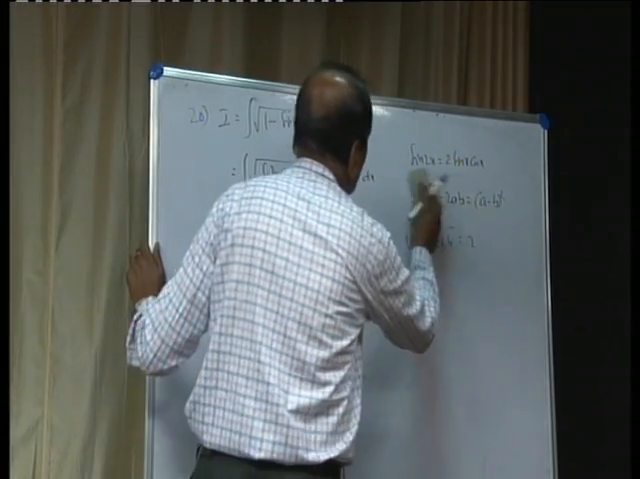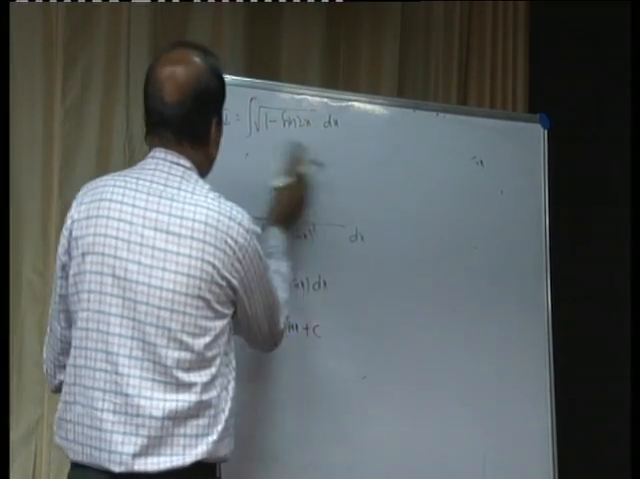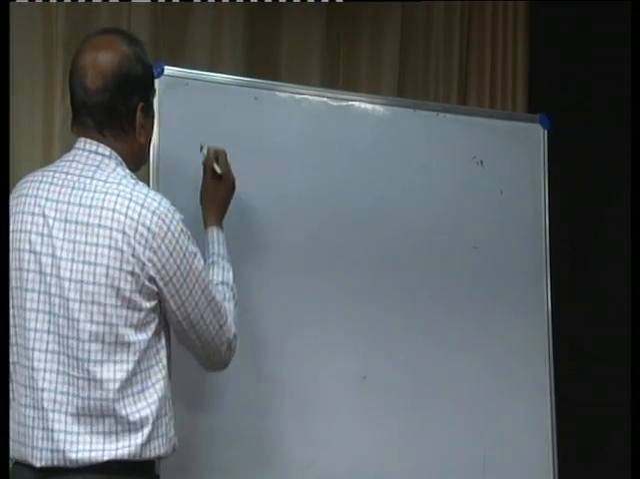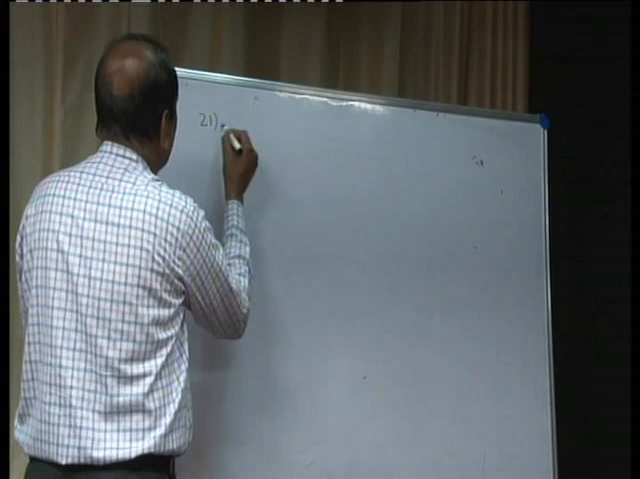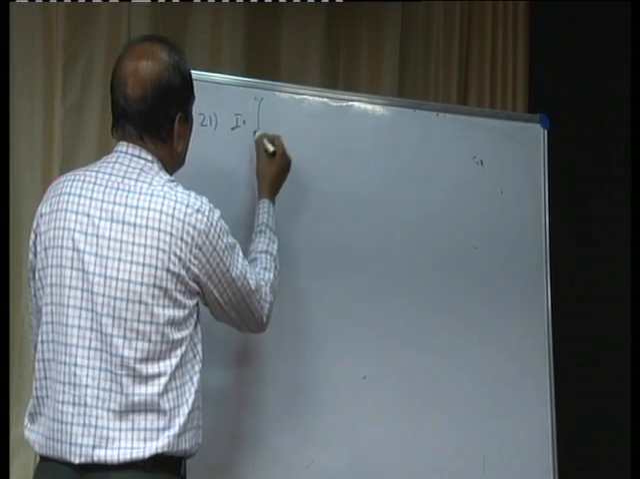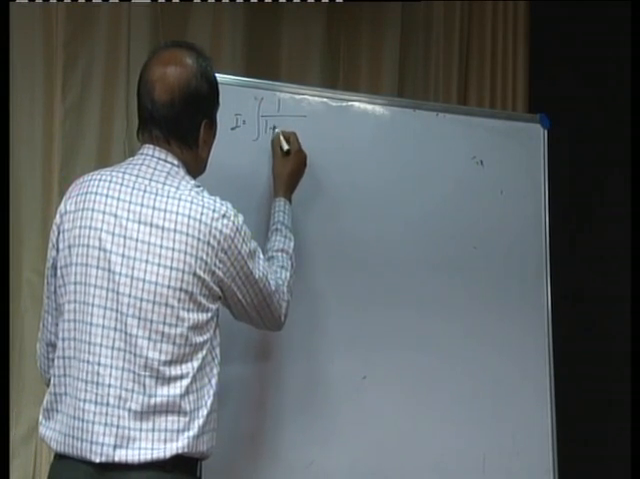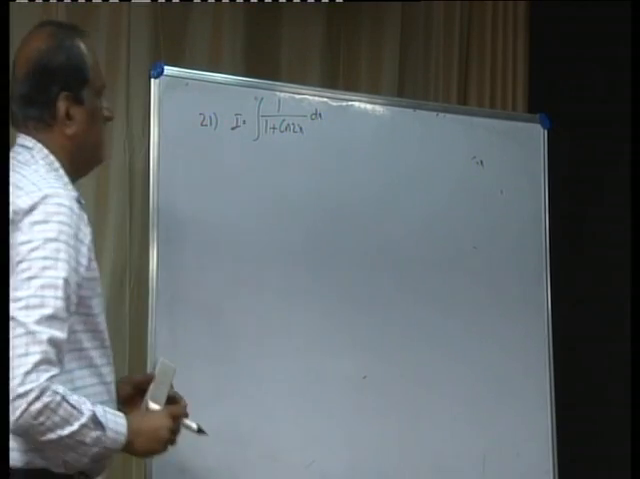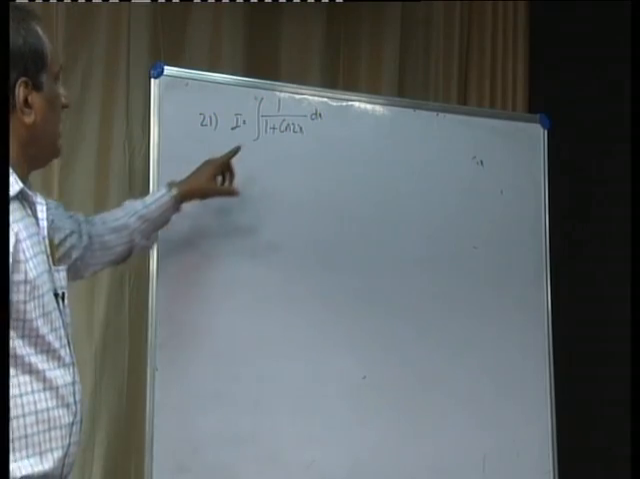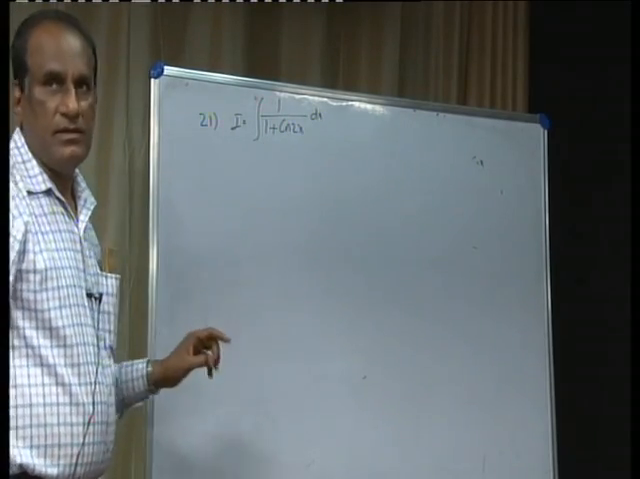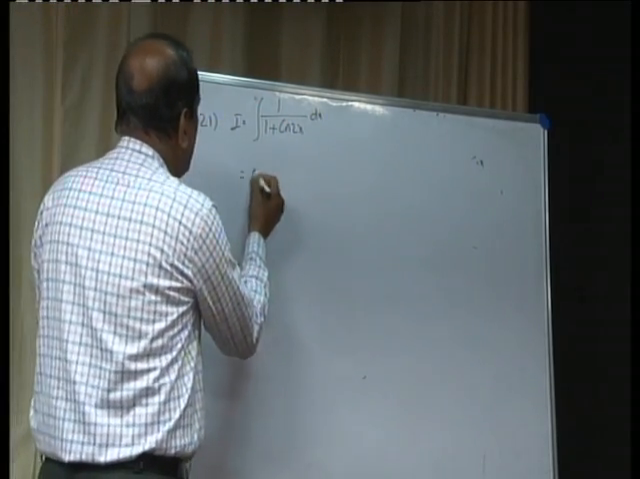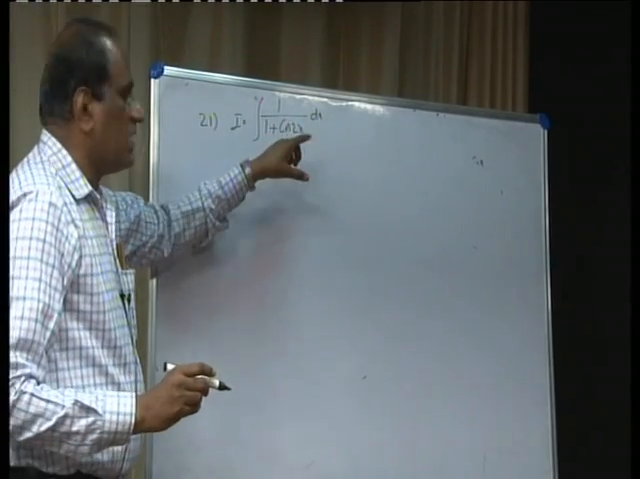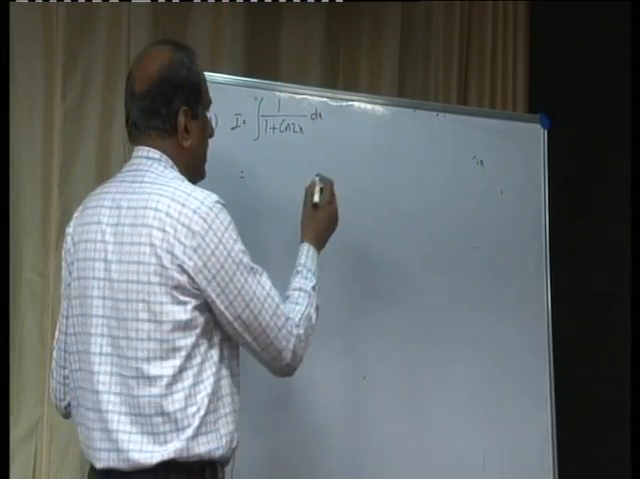Now, I am going to work out one more problem. If the denominator is a multiple angle, that is I is equal to integration of 1 by 1 plus cos 2x dx. Now, what is the formula to have cos 2x? Write the formula in the margin.